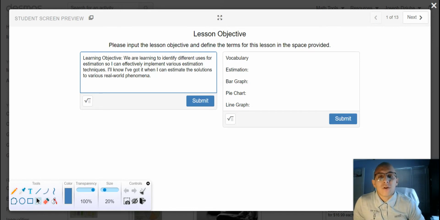Once again, we have a vocabulary on the right hand side. Our vocabulary words for this lesson include estimation, bar graph, pie chart, and line graph. Please make sure that you look up those words however you see fit and define them.